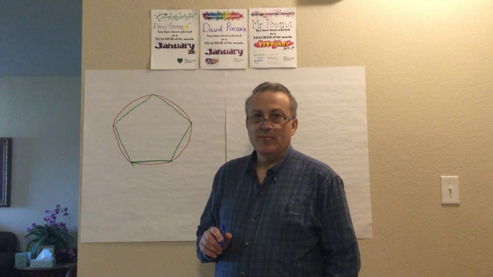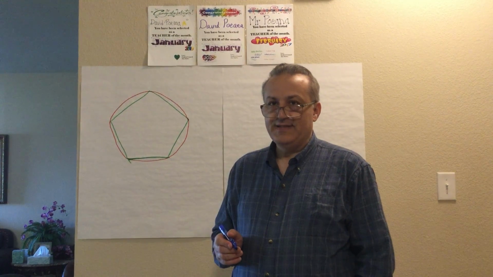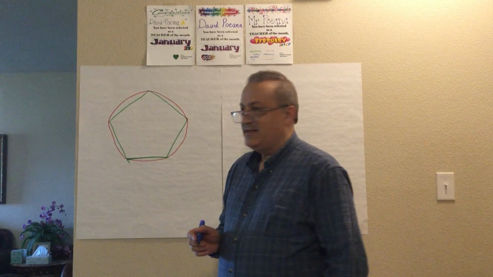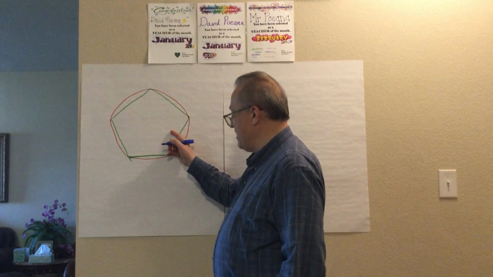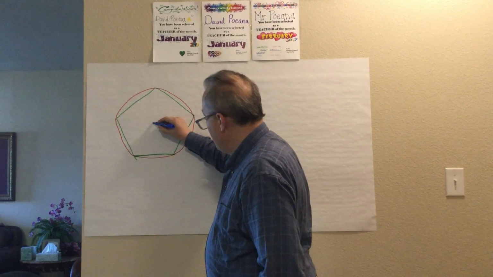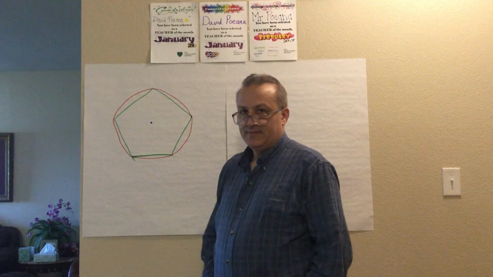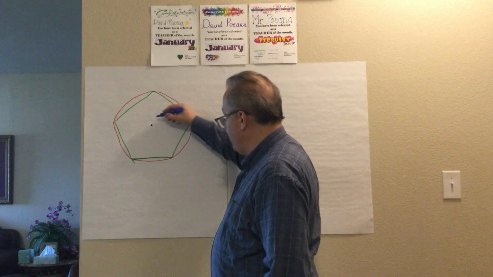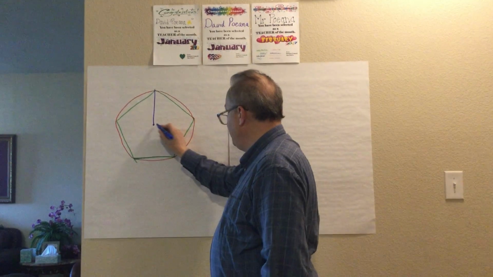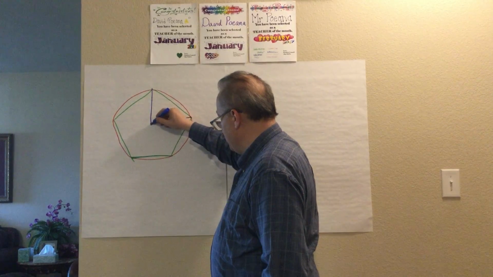Therefore, we're going to talk about the pentagon. A pentagon has 5 sides. And since we're talking about an inscribed pentagon, right here is the center. And we're going to have 5 different triangles.